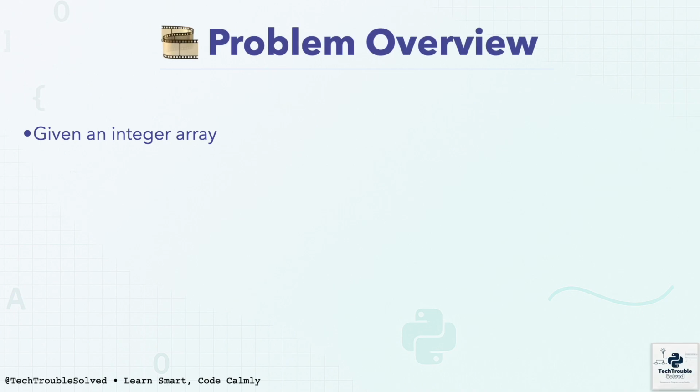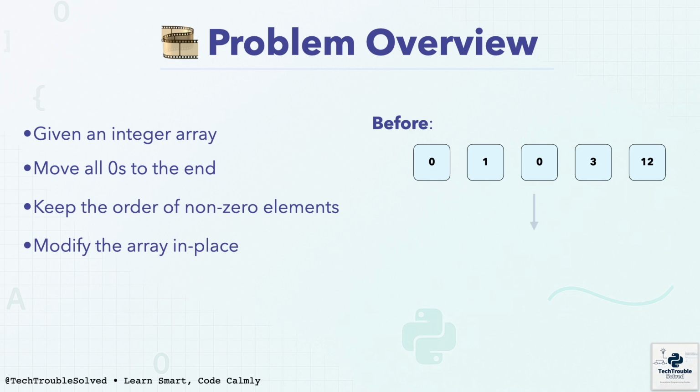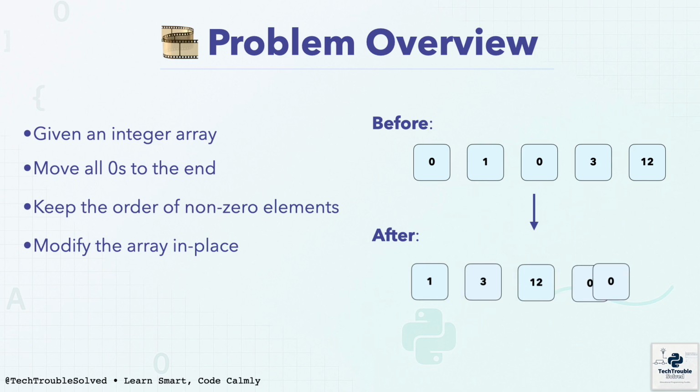You are given an integer array. The goal is simple: move all zeros to the end, while keeping the order of all non-zero elements the same. And we must do this in place, meaning no extra array is allowed. For example, this input becomes this output. The non-zero items stay in order and all zeros shift to the end.